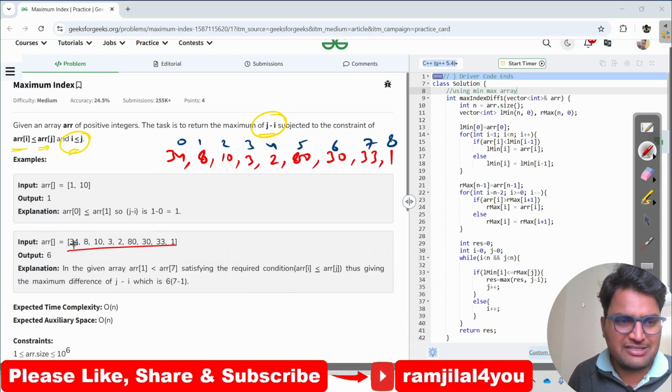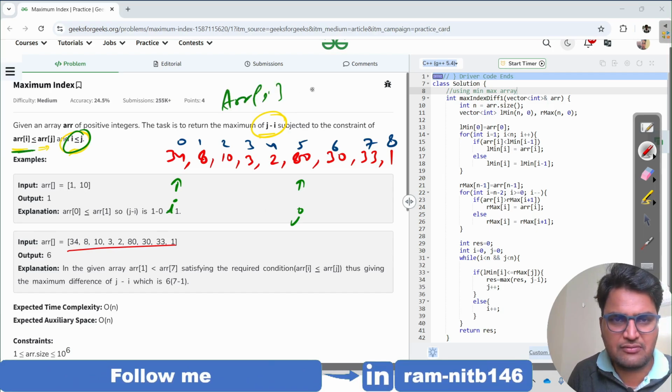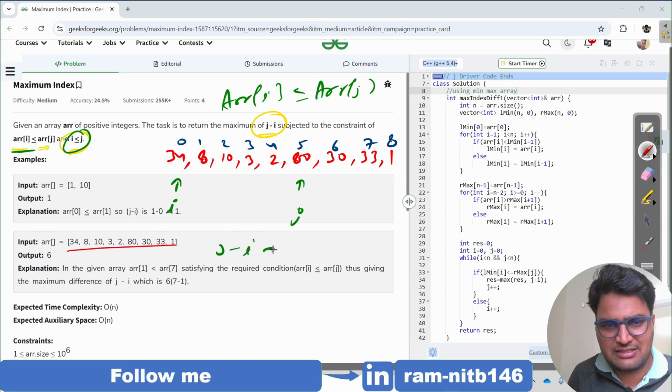So now basically we have to find j minus i, right? j and i are the indexes. So let's see here. For example, i is here, and j is here. In this case, j is 5, i is 0, so this condition is true. Now what about ARR of i being less than or equal to ARR of j? This condition is also true, right? And the difference j minus i is here 5 minus 0, that is 5, correct?